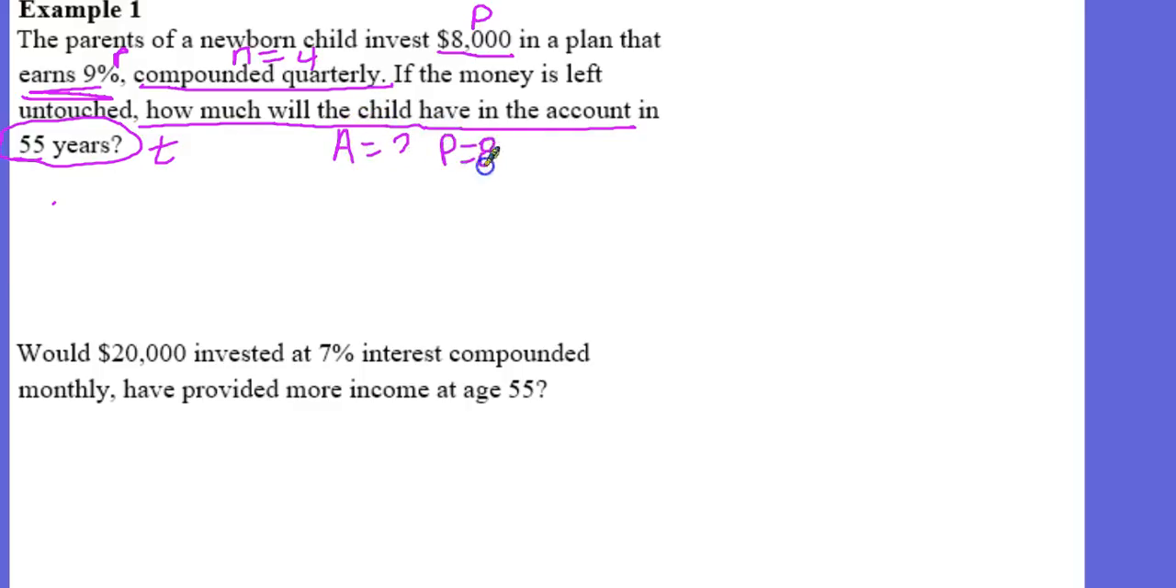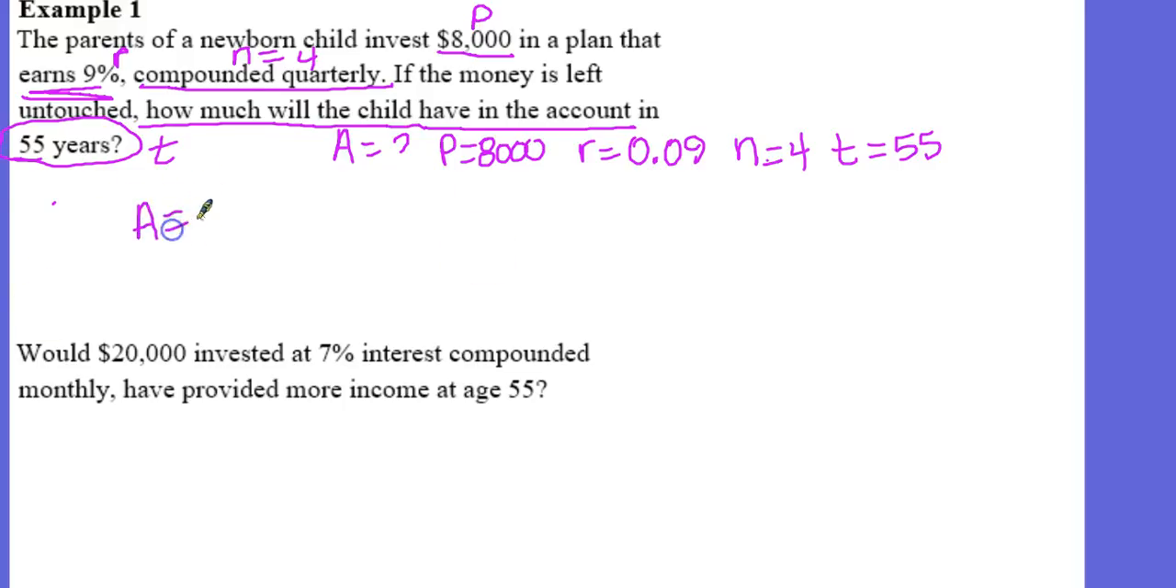Our P is 8,000. Our rate, we're going to change to a decimal, 0.09. Our N is 4. And our T is 55. So we're going to choose to use the annual compound interest, right? Because it's compounded quarterly. That's not continuous. That's just 4 times a year.